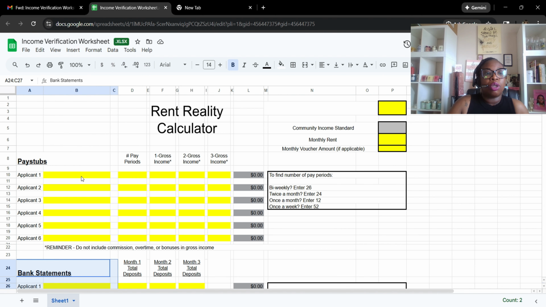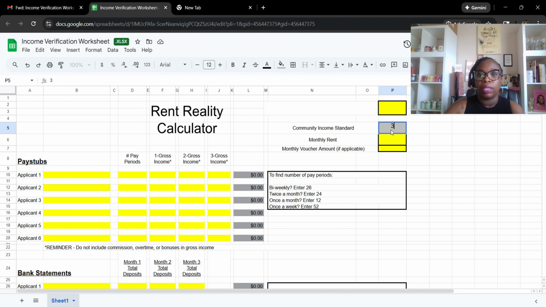So we're going to start with me teaching you how to navigate the Rent Reality Calculator. Here on top of this calculator, where it says community standards, this is where you put the number if it's three times the rent, or 2.5 times the rent. That's the amount the apartment community wants you to be able to afford. So here you're going to put the number three.